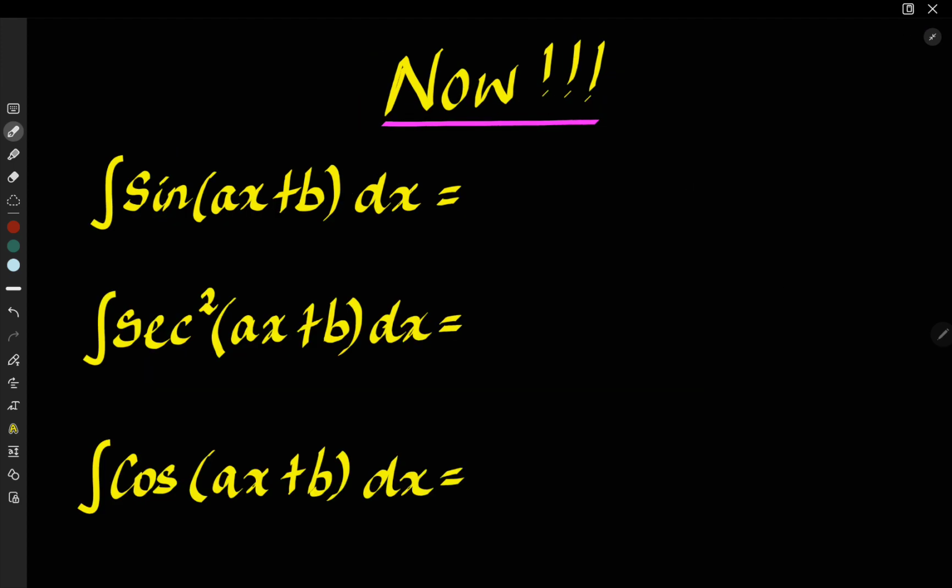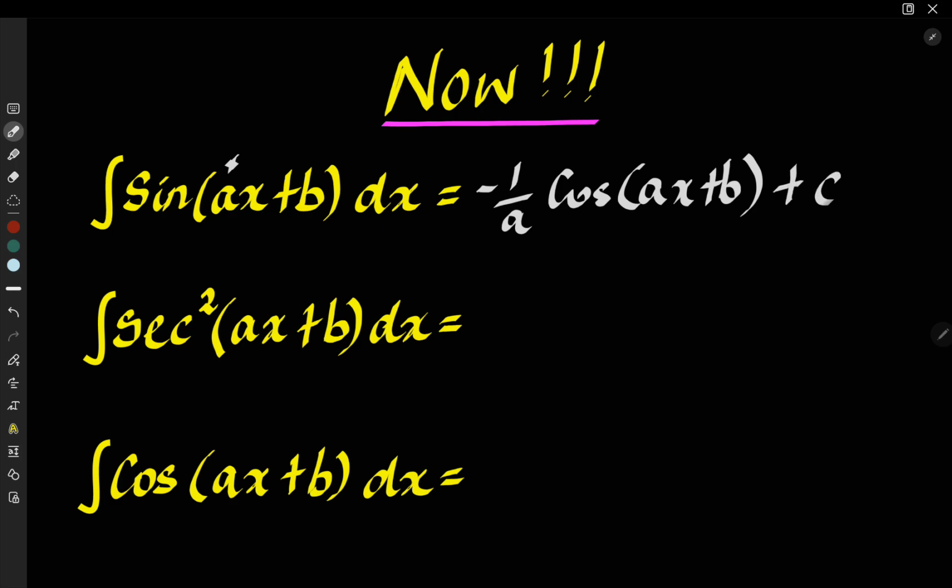Now, you remember very well the derivative of a sine was equal to positive cos. But for the integral of sine, it's now a negative. And remember, we were multiplying by the coefficient of x, so we just do the reverse. What we are doing now is dividing by the coefficient of x in integration. Therefore, the integral of sine will be negative 1 over a cos(ax + b). Then remember, because these are indefinite integrals, we say plus a constant c.